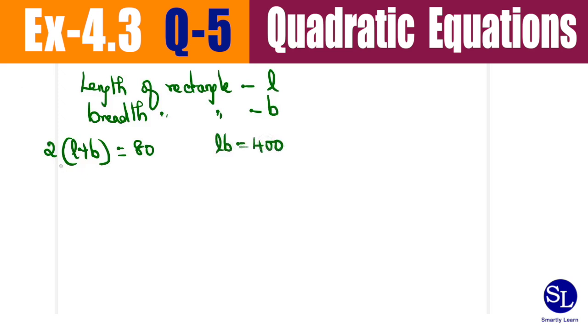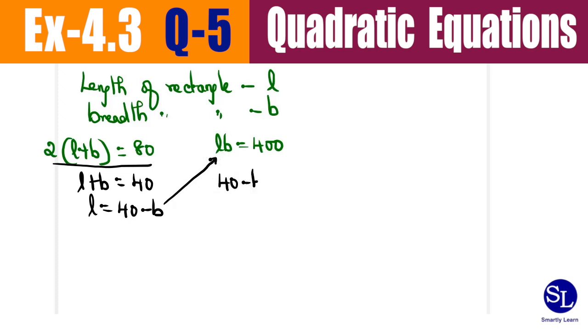Now let us take this particular equation. So I can simplify this: 2(L plus B) is equal to 80. I'm going to divide it by 2. So this is going to be 40. L plus B is 40. Now I can rearrange this as L is equal to 40 minus B. I'm going to substitute this in this equation. So in place of L, I'm replacing it as (40 minus B) into B is equal to 400.